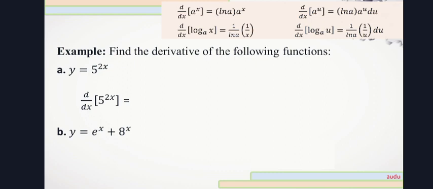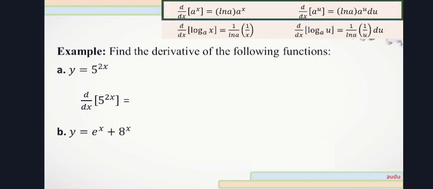So among the four rules na meron tayo kanina, ano yung pinaka-angkop na gagamitin to solve for a? So your 5 is a, then 2x natin is u. That is yung nasa taas, yung nasa left or right. Okay, the right formula. That is, para makuha yung inverse nito na letter a, the answer is inverse of base times the base raised to u exponent times the derivative of exponent.